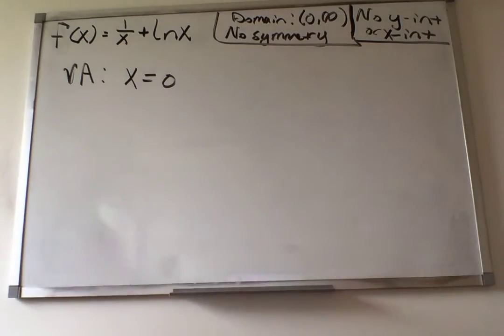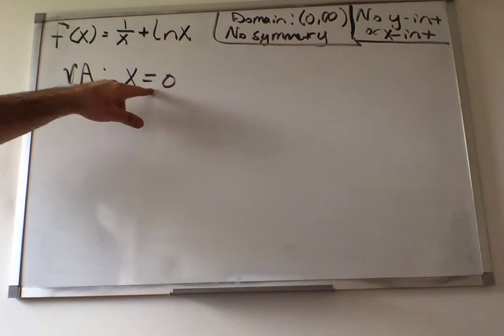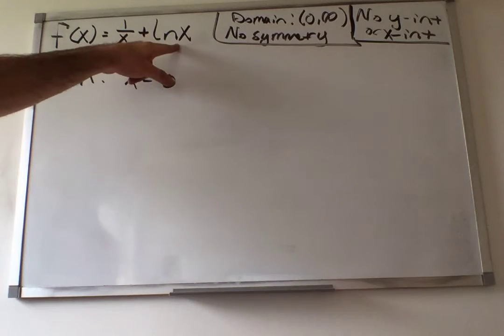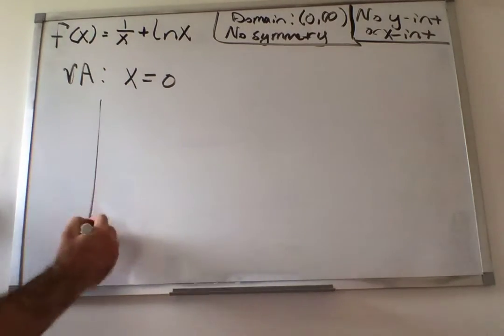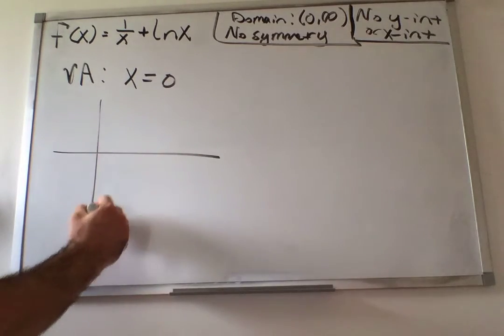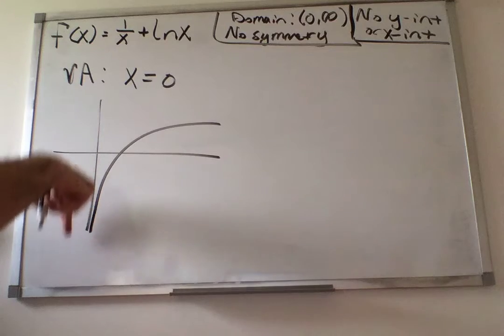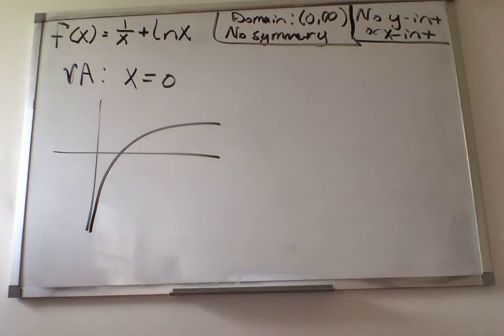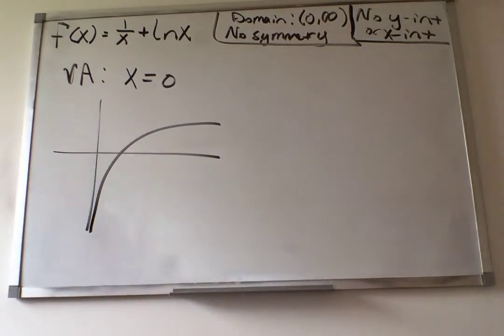We also have vertical asymptotes stemming from the ln function. There is an asymptote also at x equals 0 because ln of 0 is -infinity. If you recall the graph of a log function, it looks something like that. So as I get closer to 0, it goes down to -infinity. Therefore, this right here is a vertical asymptote.